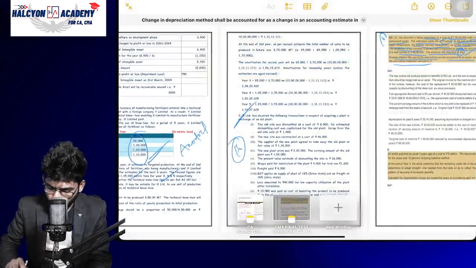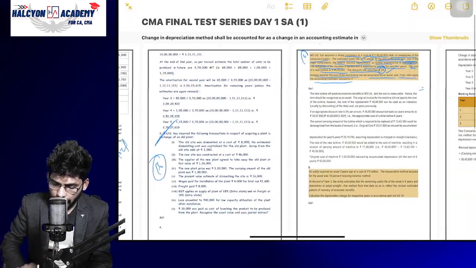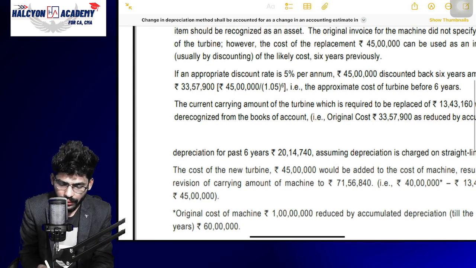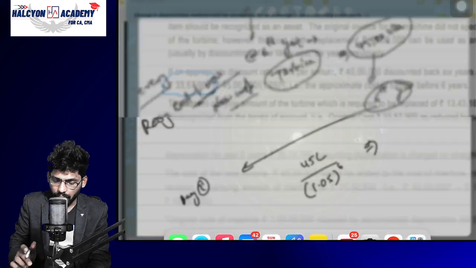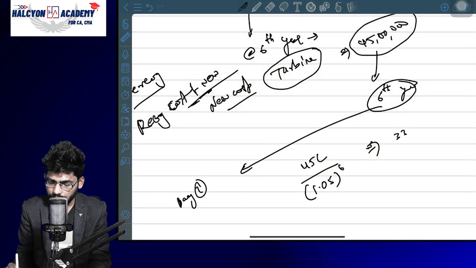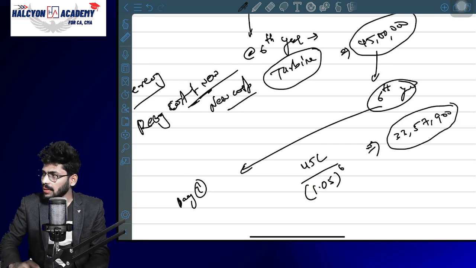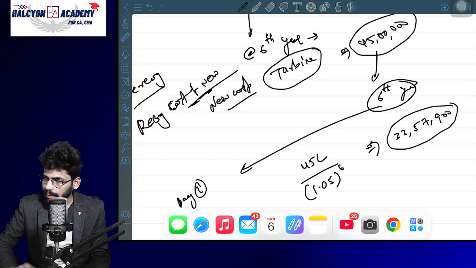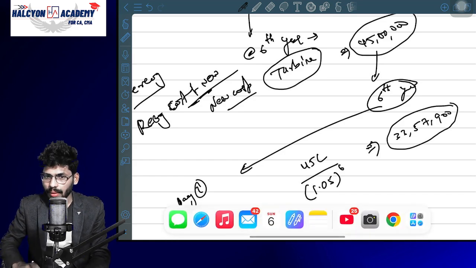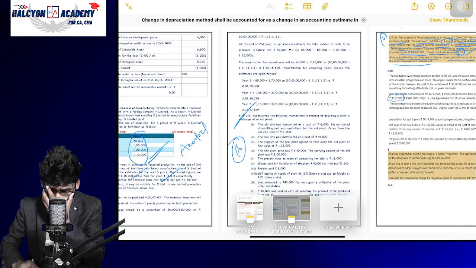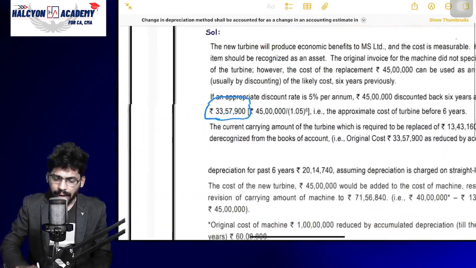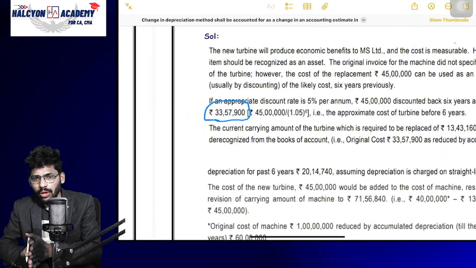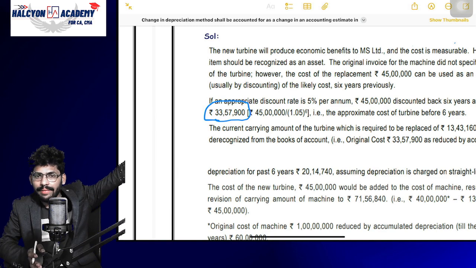So what is the cost here? I have already calculated it. What is the value? 33 lakh 57,900, correct or not? Bring the calculator. What is the value, guys? 33 lakh 57,900. This is the cost on the date of purchase, if you purchase on day one.